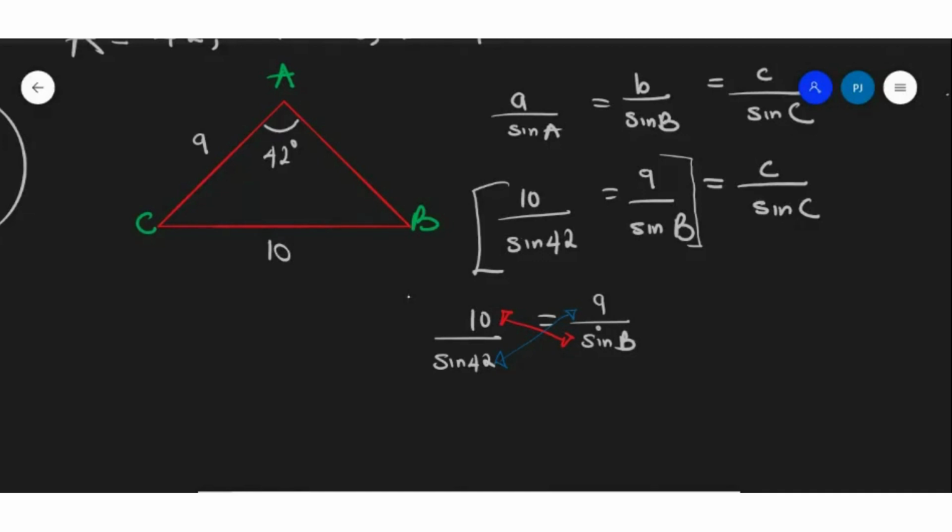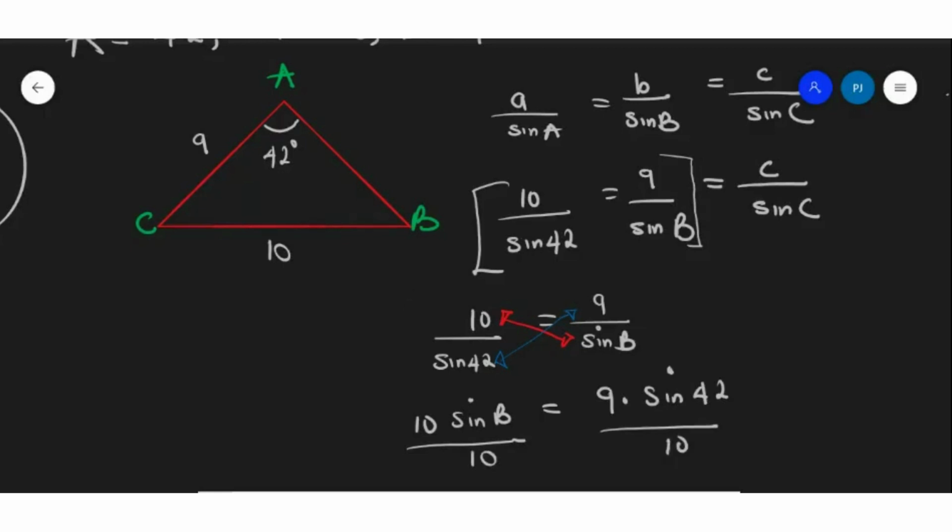So I just have 10 sine b. I'm picking the red first. It equals 9 times sine 42. So what do I have to do? I just have to divide both sides by 10. Divide both sides by 10.